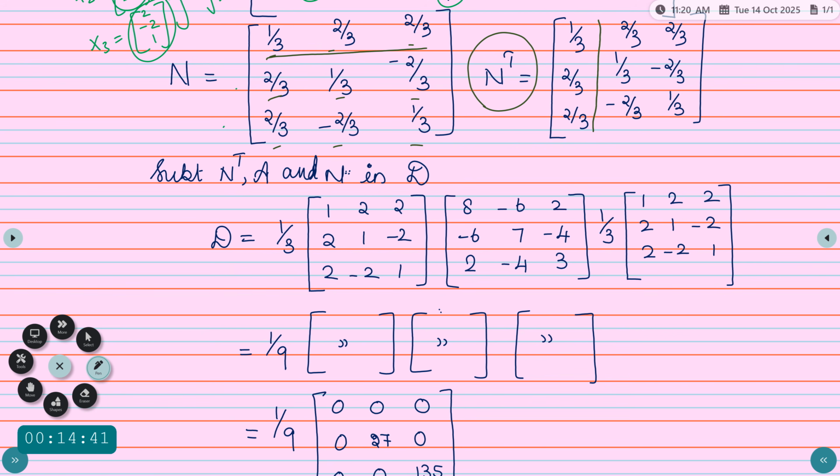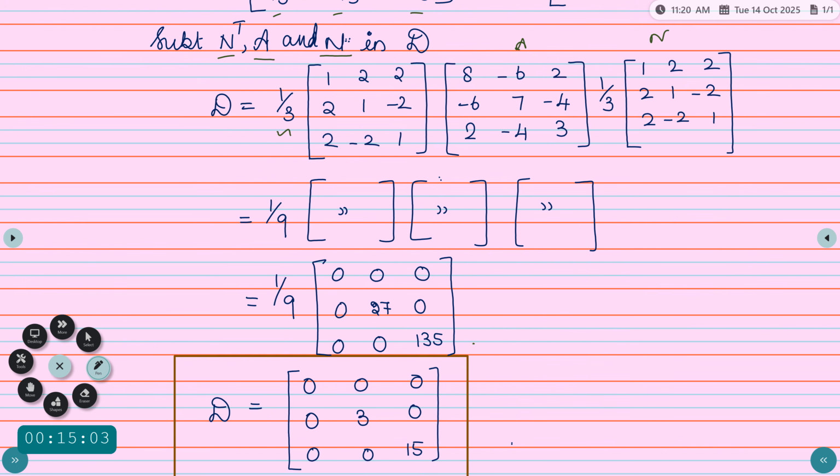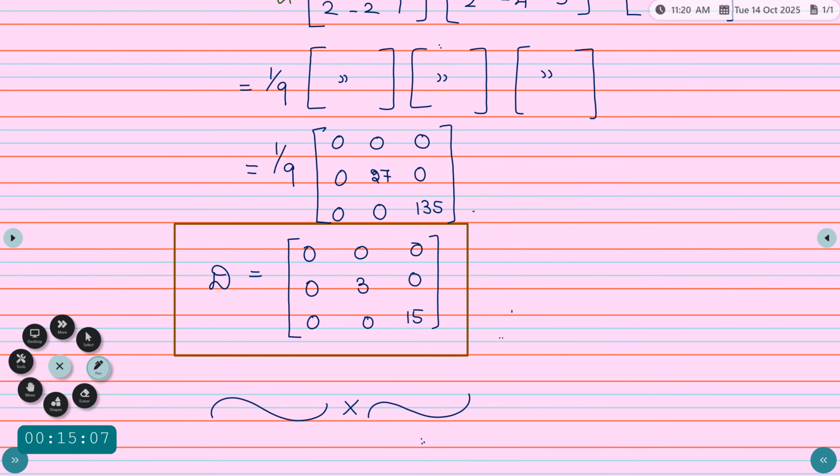Finally we are substituting all the values in the diagonalization: D equal to N transpose A N. This is N transpose, this is A, this is N. Finally, you are multiplying all these three matrices using your calculator. Finally, you are getting capital D equal to the diagonal matrix. This is the diagonalization.